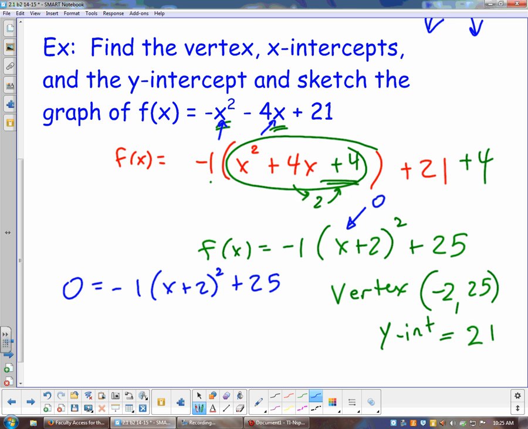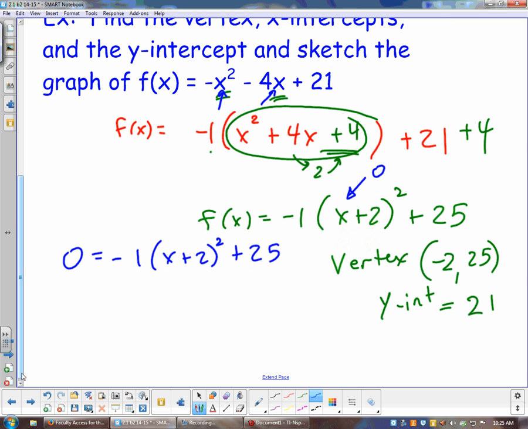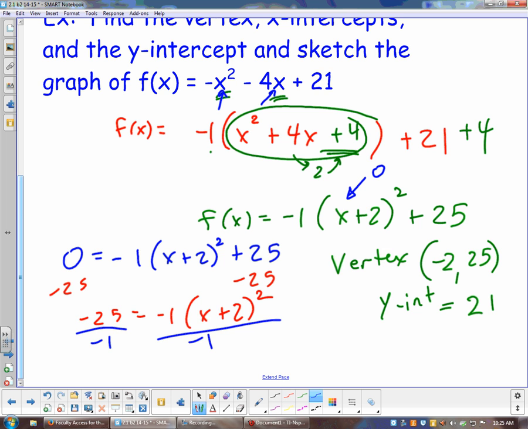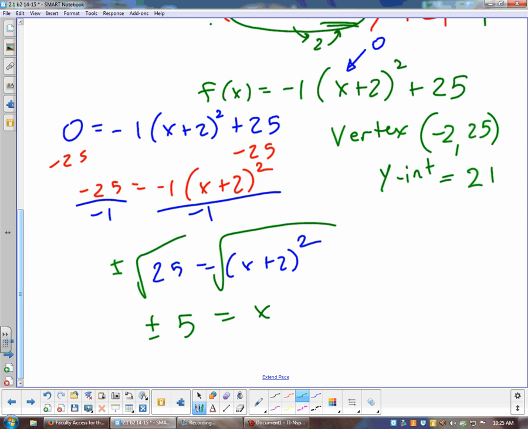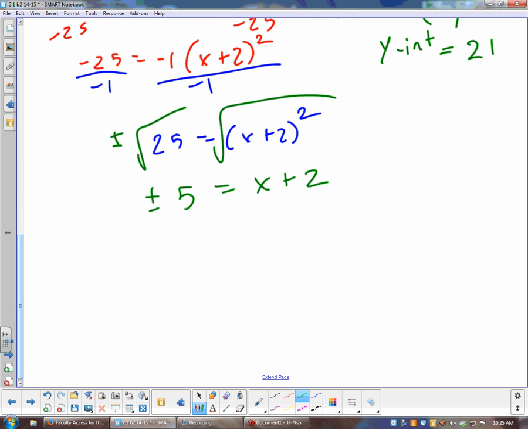can subtract 25 from both sides. I get negative 25 equaling negative 1 times x plus 2 quantity squared. I can divide both sides by negative 1. So I get 25 equaling x plus 2 quantity squared. Take the square root of both sides. Don't forget that plus or minus. So I get plus or minus 5 equaling x plus 2. Subtract 2. And I get negative 2 plus or minus 5 as my solutions.